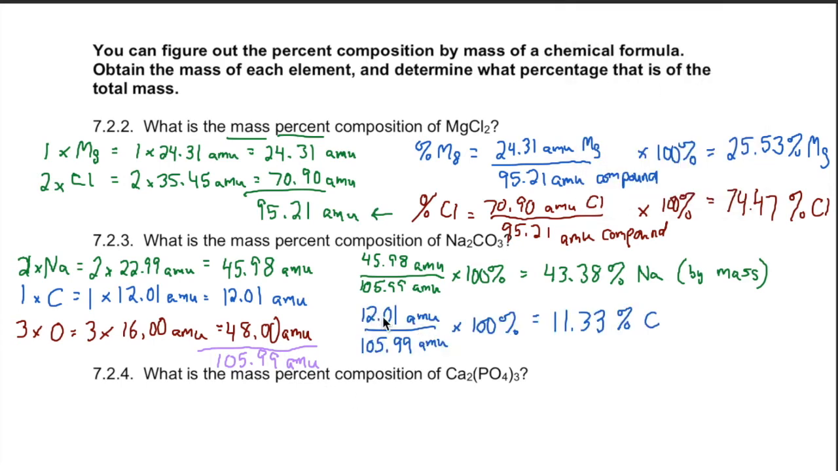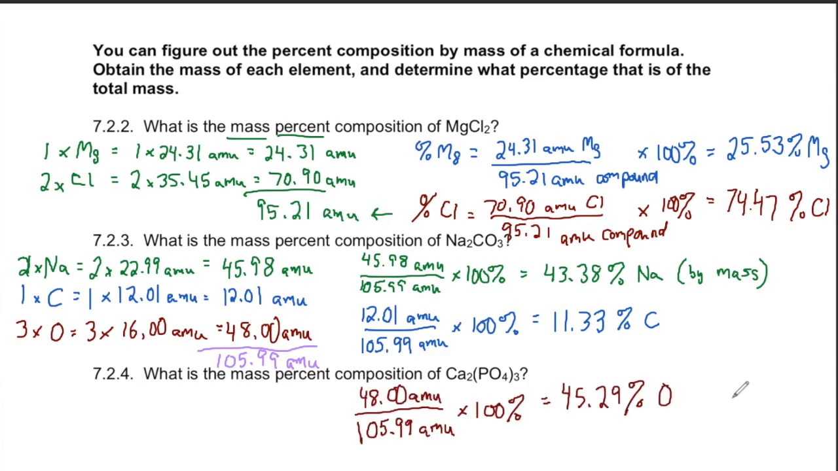So doing the same thing for carbon, the 12.01 AMU due to carbon over the total represents 11.33% of the mass. And then doing the same thing for oxygen, 48 AMUs for oxygen over the 105.99 AMU for the compound represents 45.29%. So these happen to add up to 100.00%.